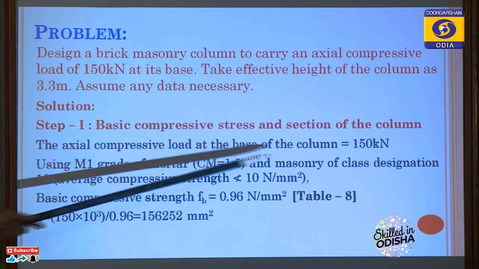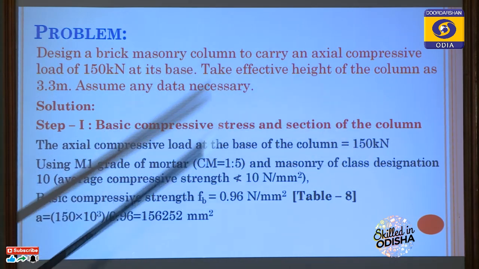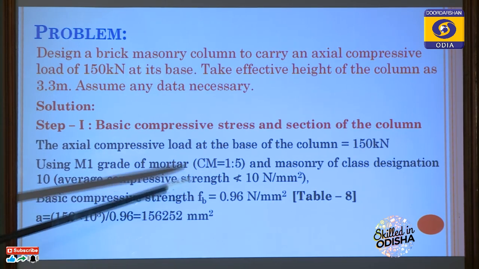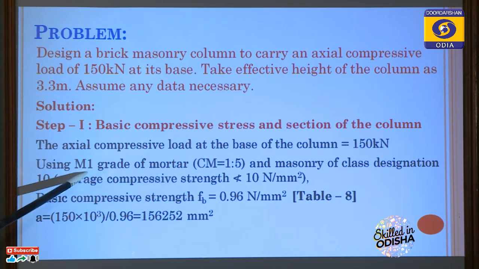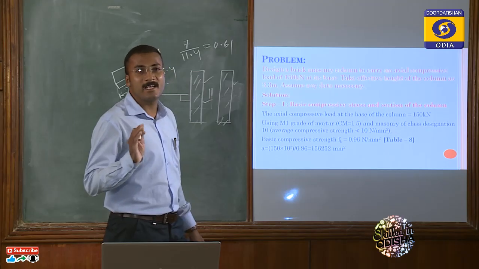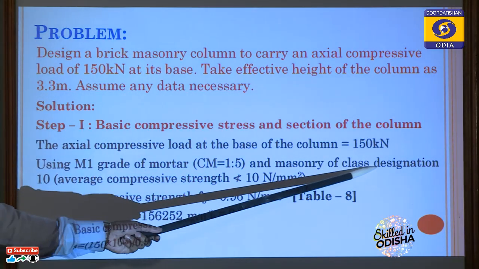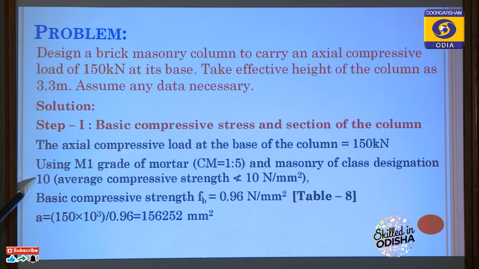The load is already given as 150 kilonewton, and now we have to assume the grade of mortar. The grade of mortar M1 we assumed here to solve this, and the cement mortar for grade M1, the ratio is 1:5. You can see from Table 1 of IS 1905 1987, and the masonry of class designation 10. Class designation 10 means the crushing strength of the masonry unit is 10 Newton per millimeter square, so the average compressive strength will not fall below that 10.